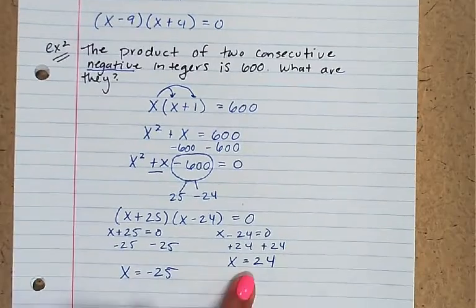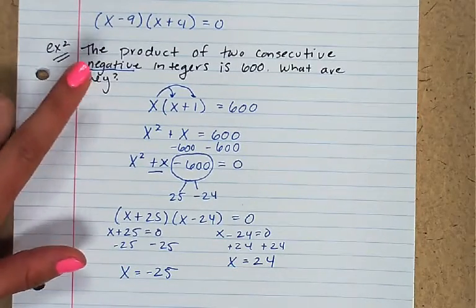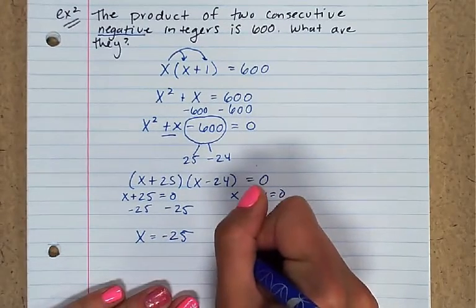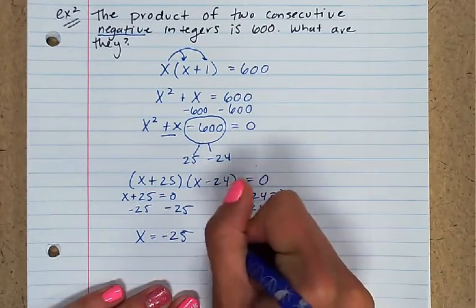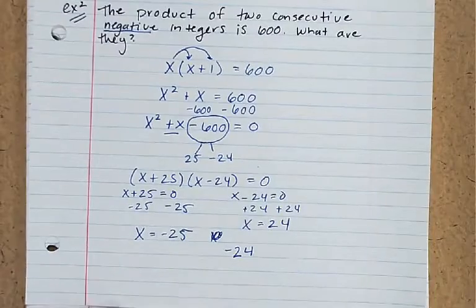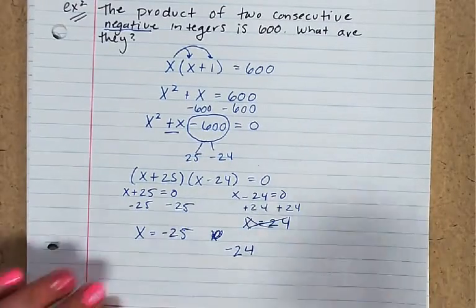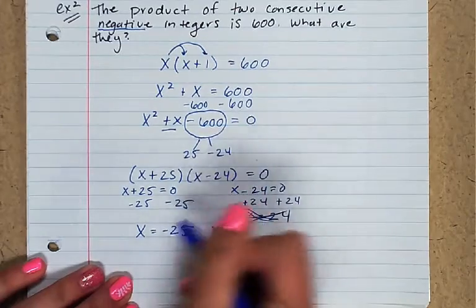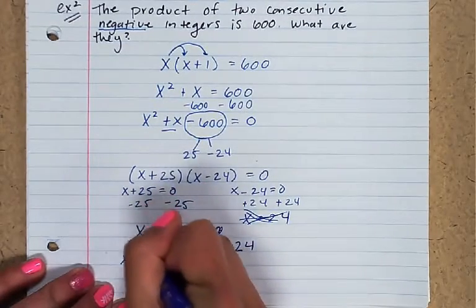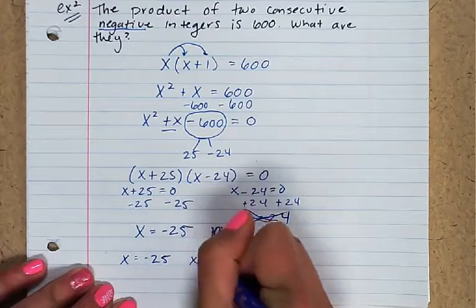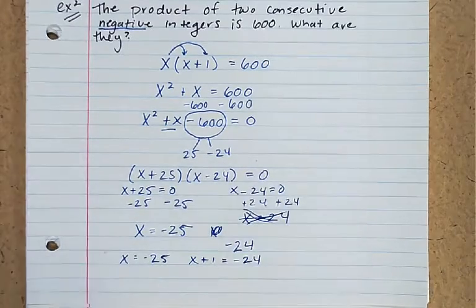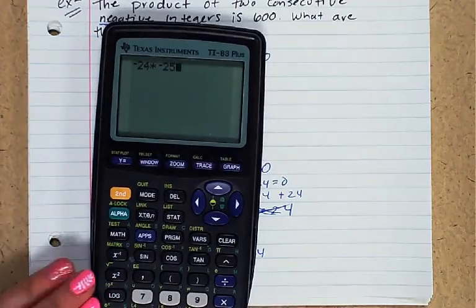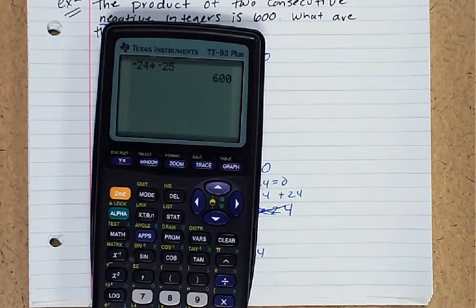So we got negative 25 and positive 24. We want the negative integers. So if one was negative 25, then this one would have to be negative 24. Our x is negative 25, that's the one that we wanted because the other one wasn't a solution. So our x is negative 25, which means our x plus 1 would be negative 24. Two negative integers, one spot away from each other, multiply to positive 600.